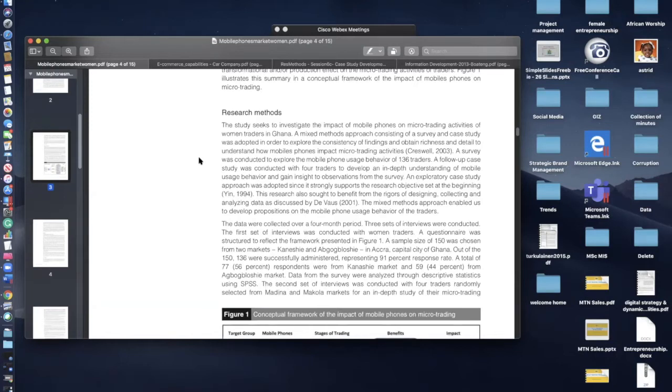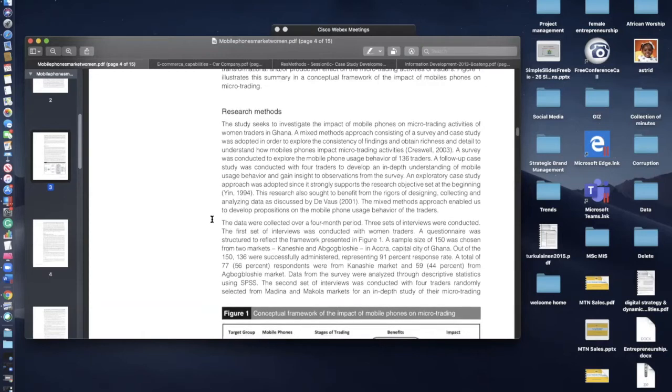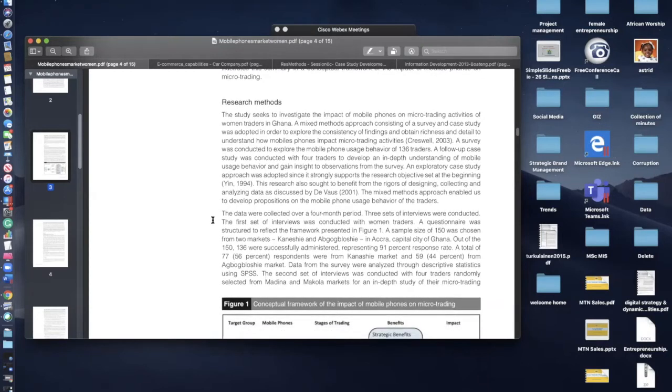This research also sought to benefit from the rigors of designing, collecting, and analyzing data as described by De Vaus, 2001. So all the methods I used, you can look at the literature of De Vaus and you can see why I did that and what I was doing. Then it goes on. The mixed method approach enabled us to develop propositions on the mobile phone usage behavior of the traders. You can point them down. You can also emphasize some of the outcomes that you got out of the study.